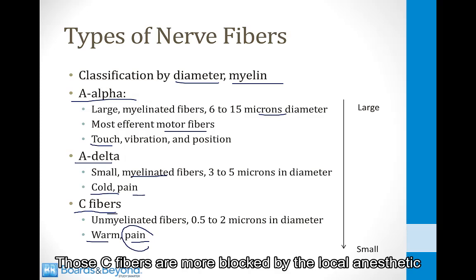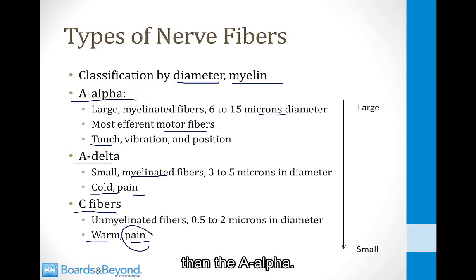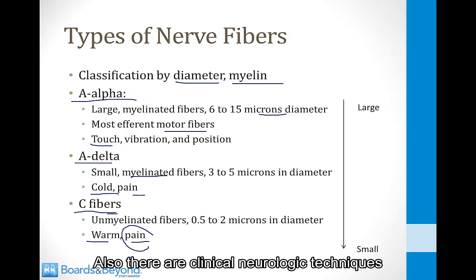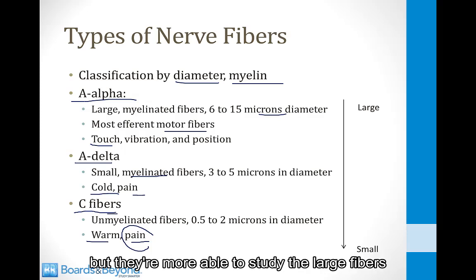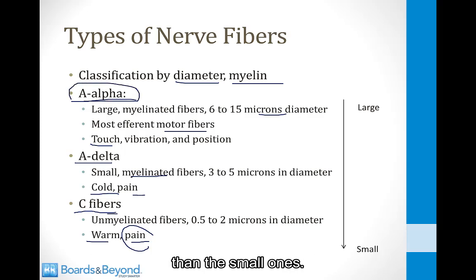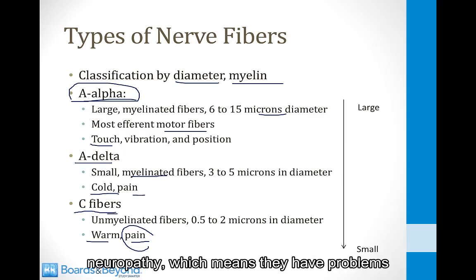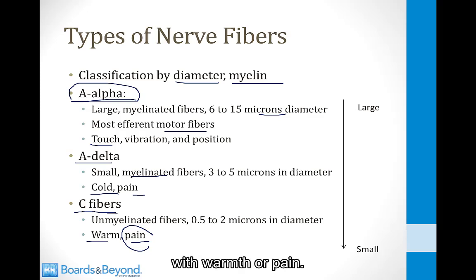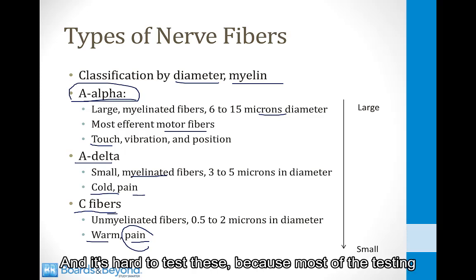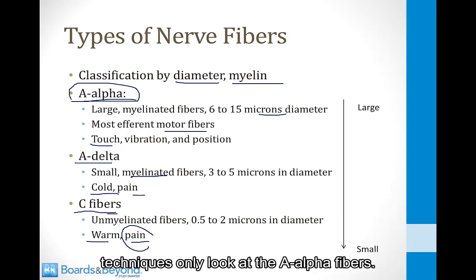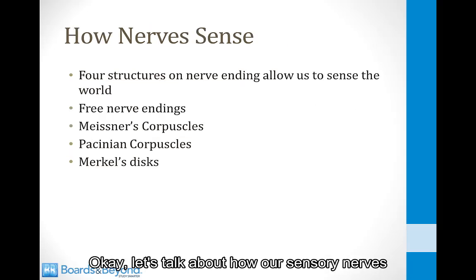Those C fibers are more blocked by the local anesthetic than the A alpha. Also, there are clinical neurologic techniques to study conduction through fibers, but they're more able to study the large fibers than the small ones. So some patients have what's called a small fiber neuropathy, which means they have problems with warmth or pain, and it's hard to test these because most of the testing techniques only look at the A alpha fibers. Okay, let's talk about how our sensory nerves sense the world.